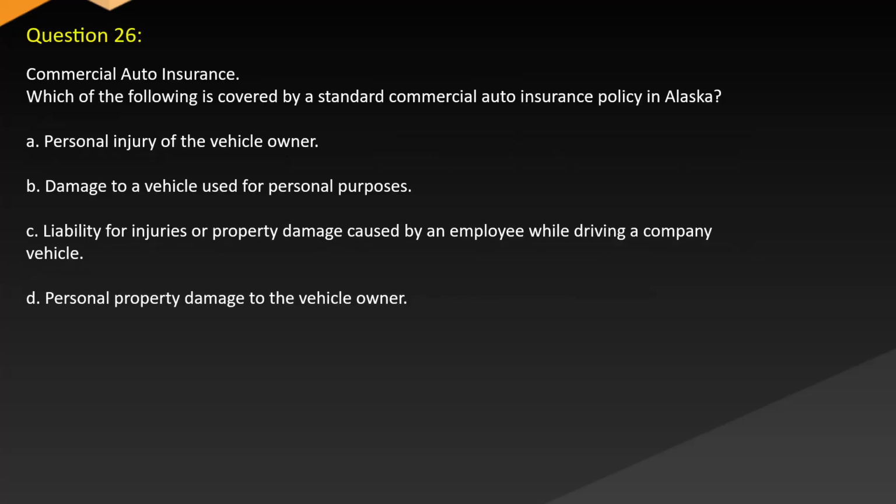Question 26. Commercial auto insurance. Which of the following is covered by a standard commercial auto insurance policy in Alaska? A. Personal injury of the vehicle owner. B. Damage to a vehicle used for personal purposes. C. Liability for injuries or property damage caused by an employee while driving a company vehicle. D. Personal property damage to the vehicle owner.